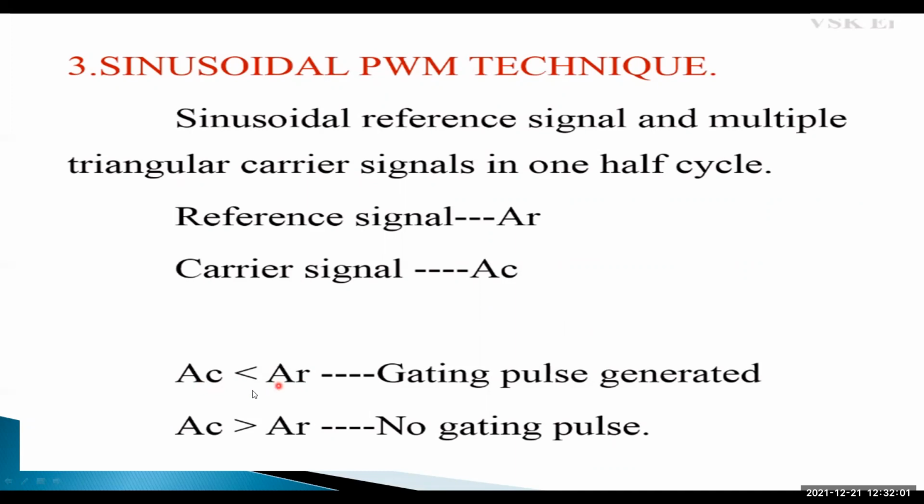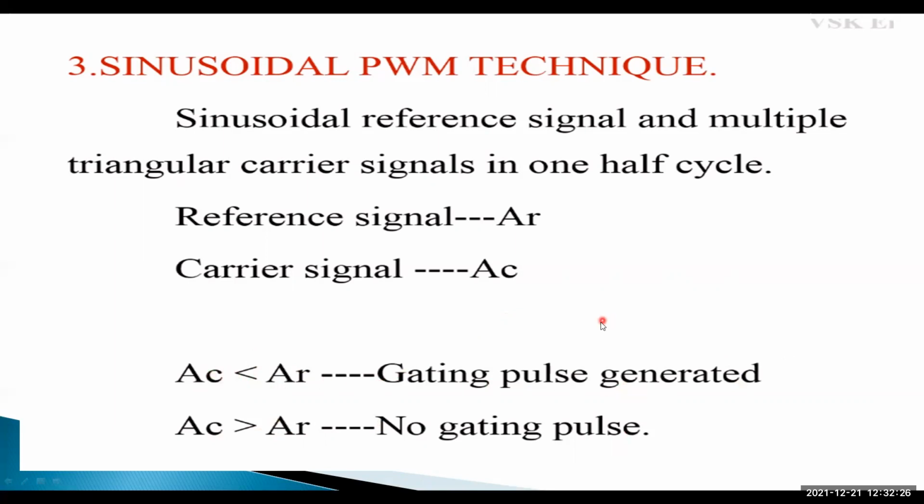That means when the reference signal is more than the carrier signal, the gate pulse is generated. And when the carrier signal is greater than the reference signal, no gate pulse is generated. Okay, this is the comparison in sinusoidal pulse width modulation. Carrier signal is less than the reference signal, that is, when the reference signal is more than the carrier signal, then only the gate pulse is generated.